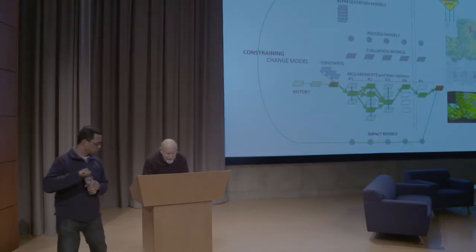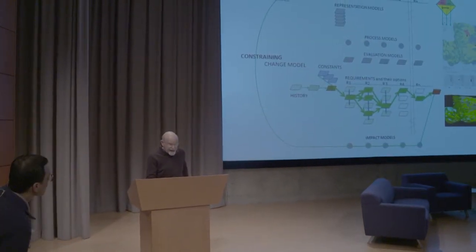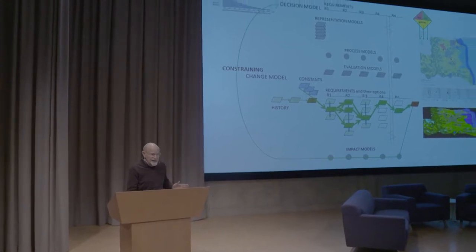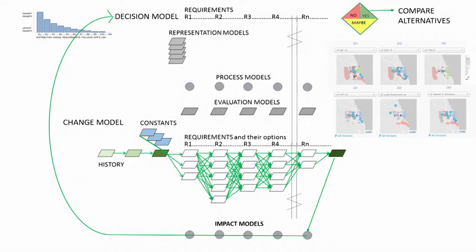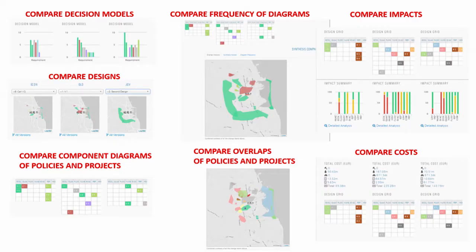Okay, so each design, we did not use City Engine, but we could easily have if we had a link to it. So each design is a series of decisions. It's a plan. It's a 3-dimensional thing, and we've got 6 of them. These are the Delft ones, not today's. We can compare the decision model. We can compare the design. We can compare the component elements. We can make the frequency of diagrams.